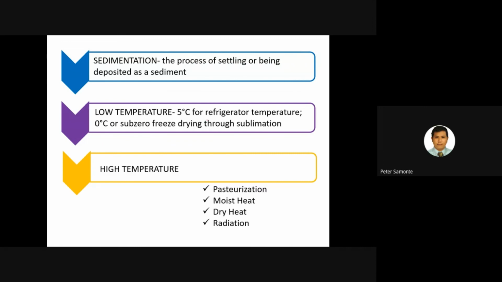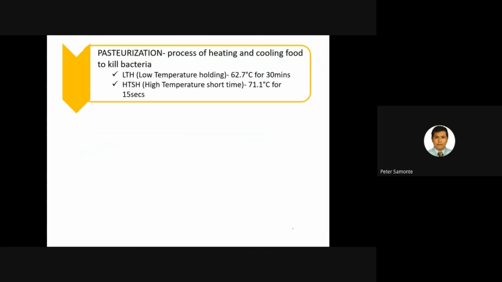High temperature, such as pasteurization, moist heat, dry heat, and radiation. Now, pasteurization, class, is the process of heating and cooling food to kill bacteria. There are two types of pasteurization. We have low temperature holding, done at 62.7 degrees centigrade for 30 minutes, and high temperature short time, done at 71.1 degrees centigrade for 15 seconds. This is usually done for milk or dairy products.